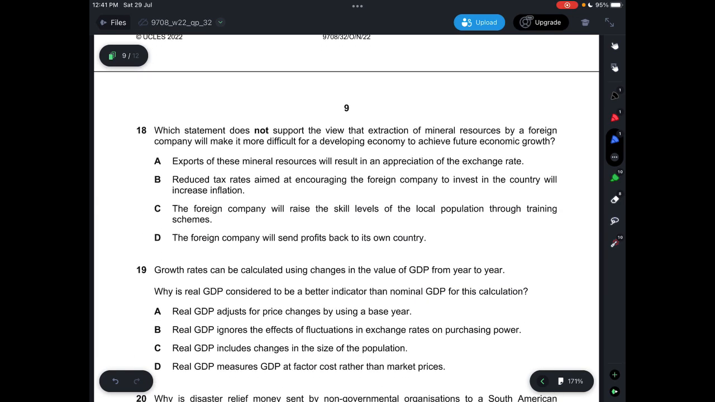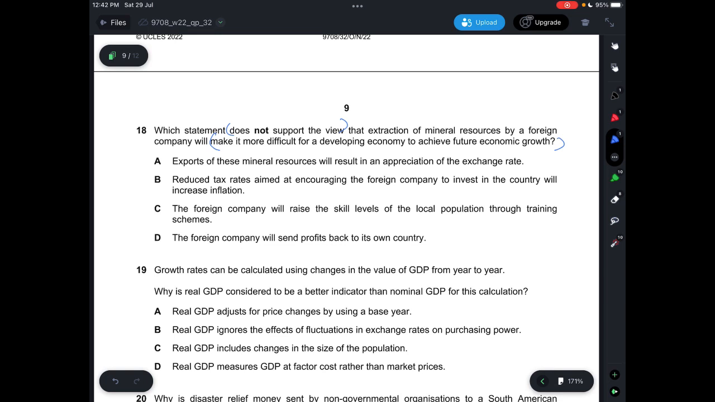Question 18, which statement does not support the view that extraction of mineral resources by a foreign company will make it more difficult for a developing economy to achieve future economic growth? So look here, it says does not support the view that it makes it more difficult for a developing economy to achieve future economic growth. So it's saying that the extraction of mineral resources will make it easier for the developing economy to achieve future economic growth.